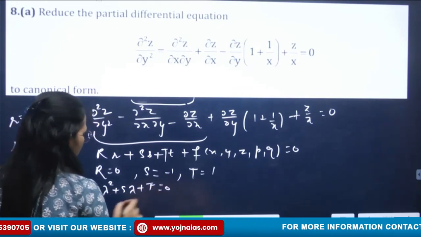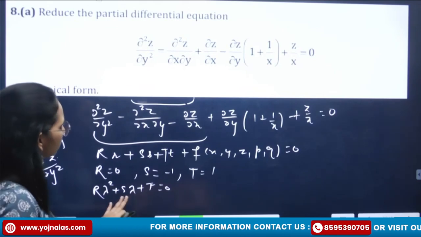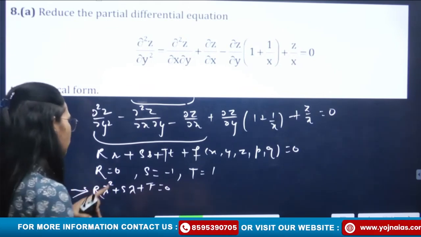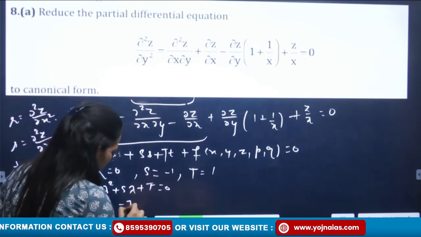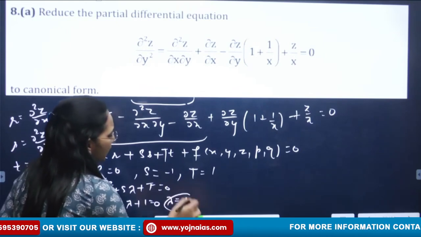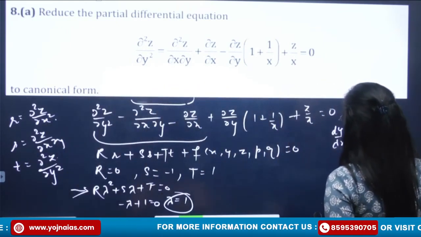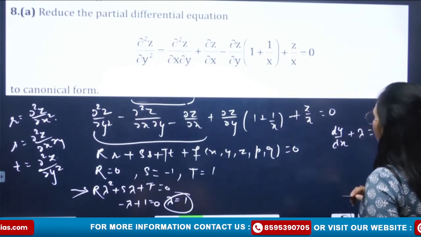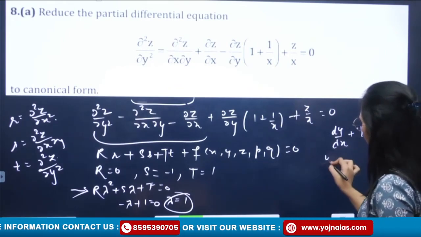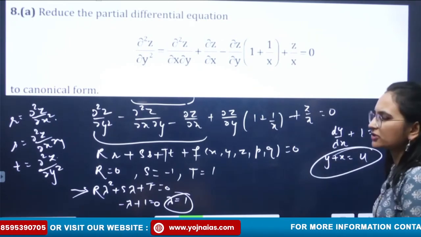So for the characteristic equation we require two lambda, and that would be provided from here. So r is 0 and s is minus 1, so this is lambda plus 1 is equal to 0 and lambda is 1. So the characteristic equation from here would be dy by dx plus lambda is equal to 0, and lambda is 1, so this is dy by dx plus 1 is equal to 0, and hence it becomes y plus x is equal to some constant, say u. So this is some function.